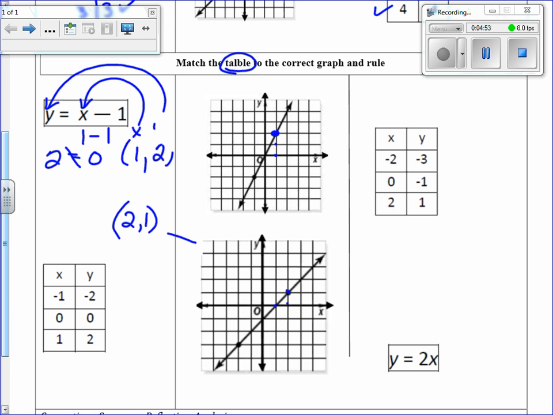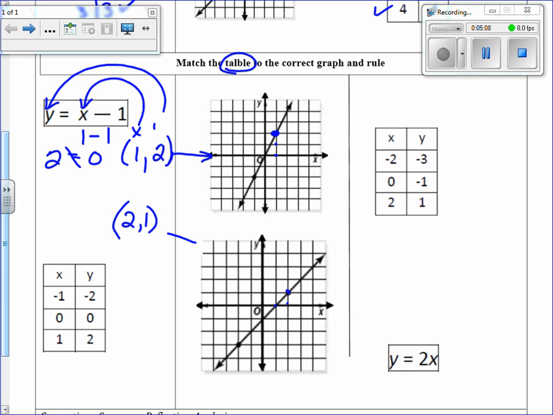All right, this coordinate point here was over 1 up 2. This point here is over 2 up 1. You could pick the wrong graph completely because you don't know your coordinate points. So over 2 up 1.